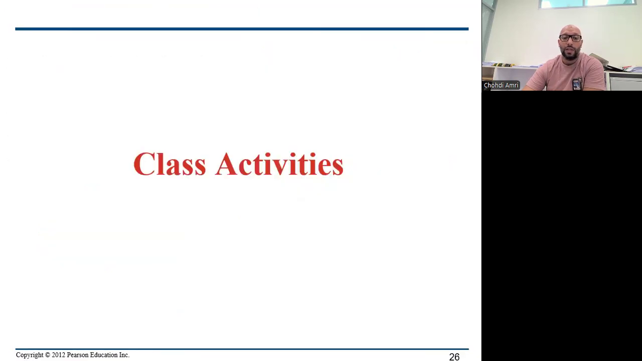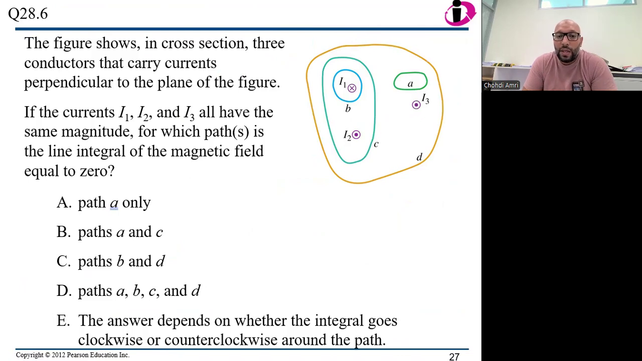Now let's move to the class activities. The figure shows in cross-section three conductors that carry currents perpendicular to the plane of the figure. If the currents I1, I2, and I3 all have the same magnitude, for which paths is the line integral of the magnetic field equal to 0? As we said in the first example, the line integral of B ds equals mu naught multiplied by the current enclosed. For path A, no current is enclosed by path A, so the line integral will be 0.